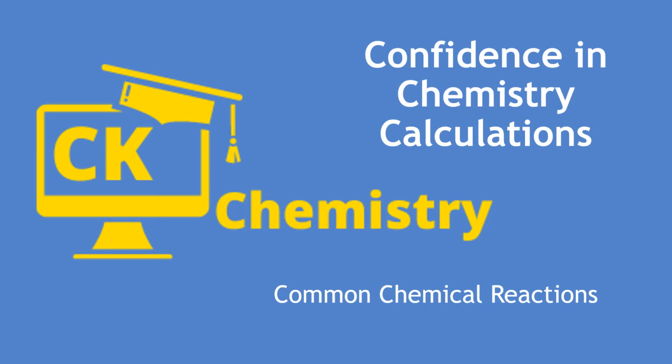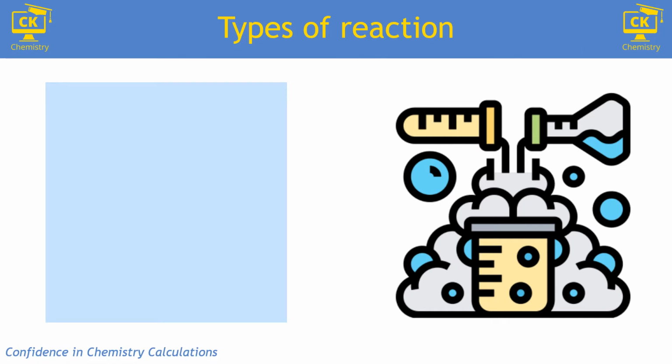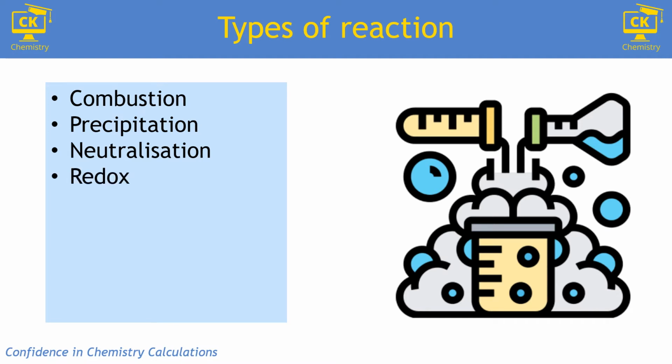In this video, we're going to look at some common chemical reactions. So there are some chemical names of types of reaction that you should have come across before, which include combustion, precipitation, neutralization, redox, and displacement, which is a type of redox, and also decomposition.